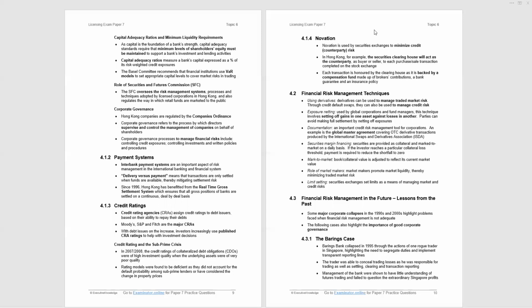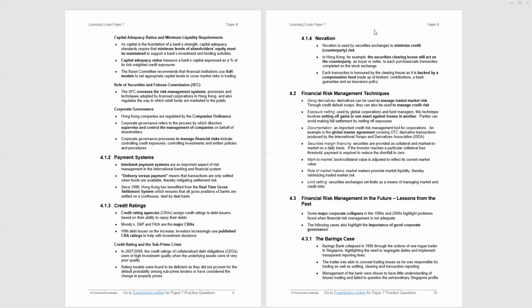Okay, moving away from authorized institutions, now we look at licensed corporations, which fund managers are part of. And we're told that the Securities and Futures Commission oversees the risk management systems, processes and techniques adopted by Hong Kong's licensed corporations and regulates the way in which retail funds are marketed to the public. So that is an element of risk management for the funds going into Hong Kong.